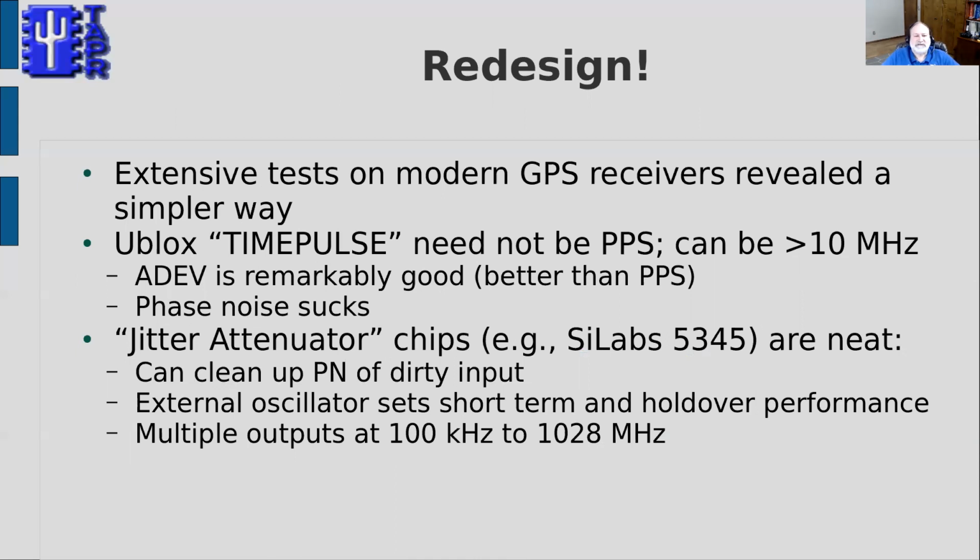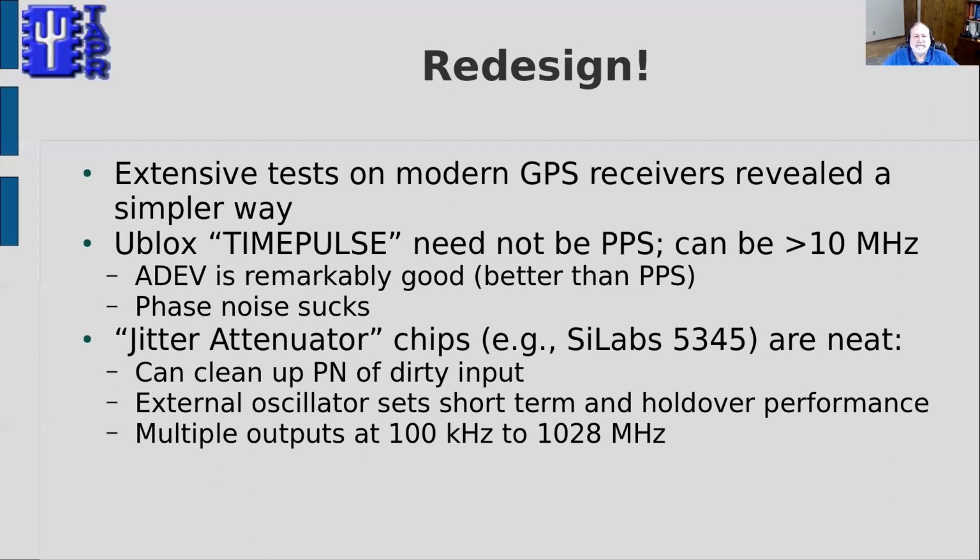The U-Blox receivers have a time pulse output that's normally set to PPS, 1 pulse per second, but it can actually be programmed to more than 10 megahertz on these modules. The output of the time pulse at RF frequencies like 10 megahertz is remarkably good. It's actually much better than the pulse per second output, but there's a lot of jitter on the 10 megahertz signal. Its phase noise sucks, and you'd never be able to put that signal on the air because it would just be too ugly.